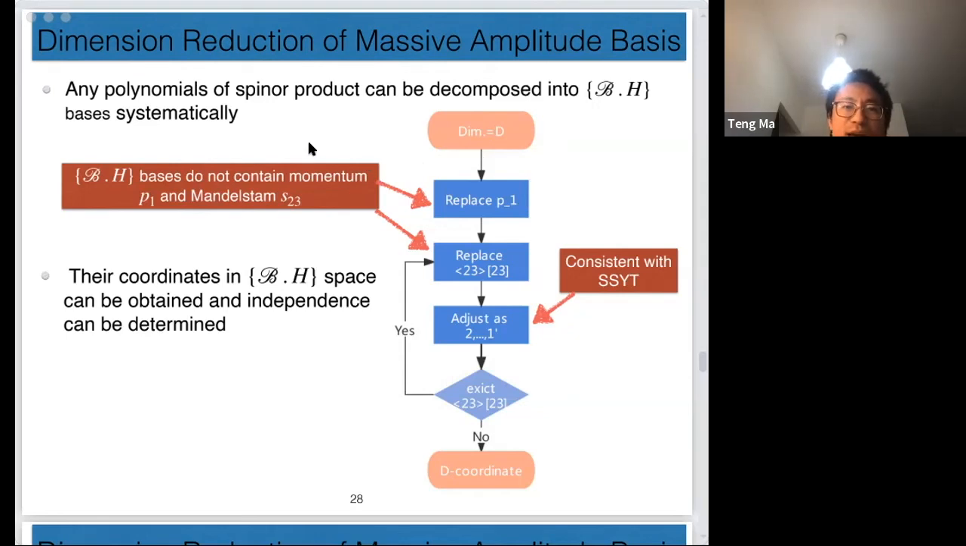The BH basis constructed above actually does not contain the momentum P1 and the momentum S23. This is a constraint from the momentum conservation and the P1 on-shell condition. So in order to decompose any polynomial into the BH basis, all the momentum P1 and momentum S23 in this polynomial should be replaced by the momentum conservation and P1 on-shell condition.